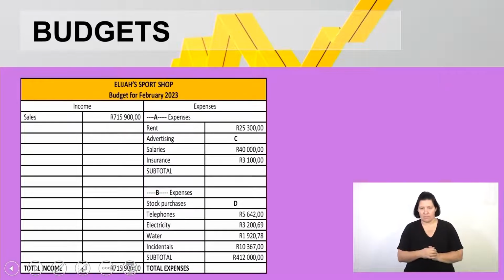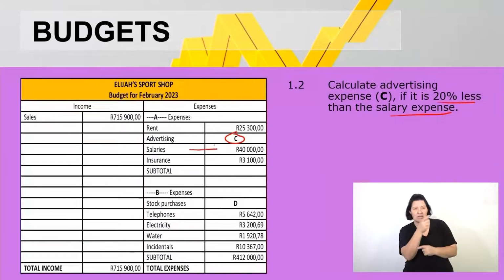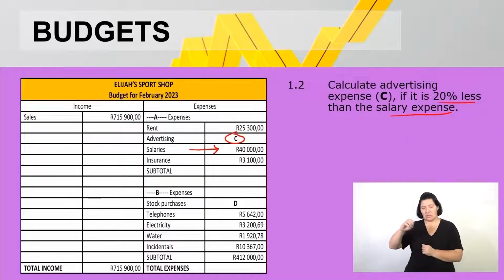Let's move on to the next question. In question 1.2, I'm saying here, calculate the advertising expense, that is C, as you can see here, if it is 20% less than the salary expense. If I look at the budget, our salary here is 40,000 Rand for the month, and we are saying that the advertising expense is 20% less of that.